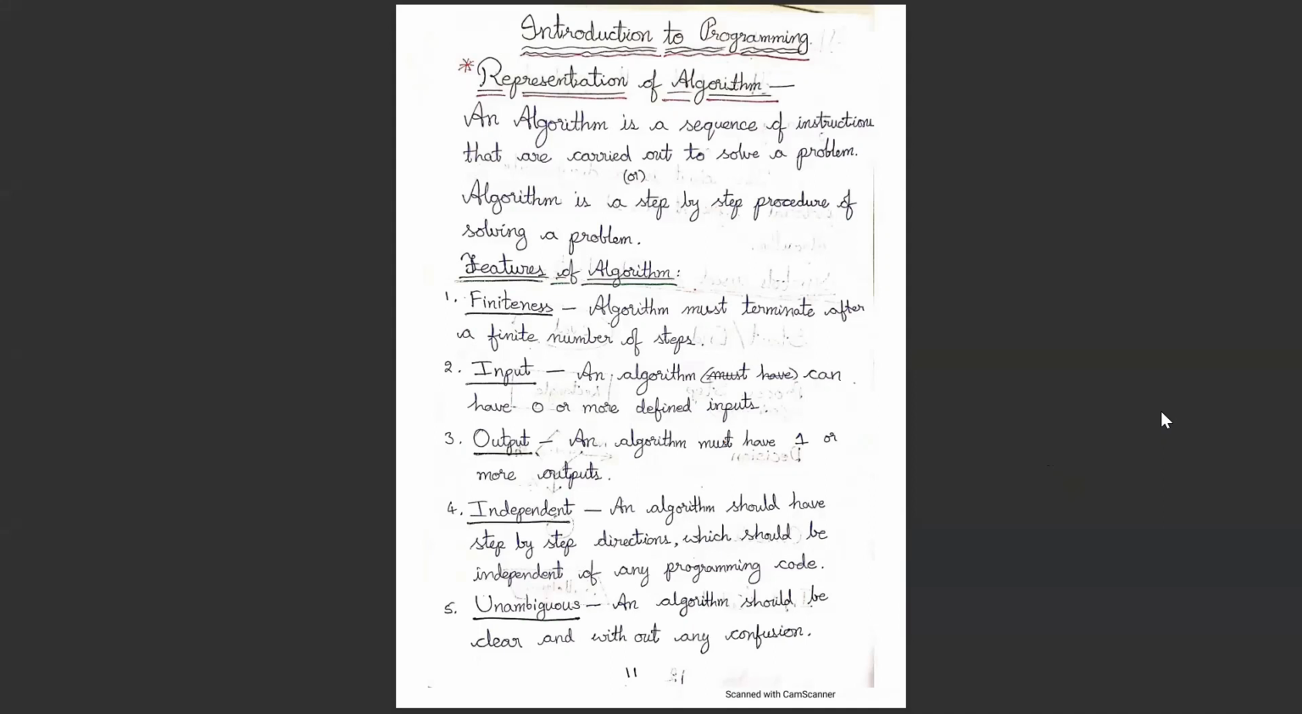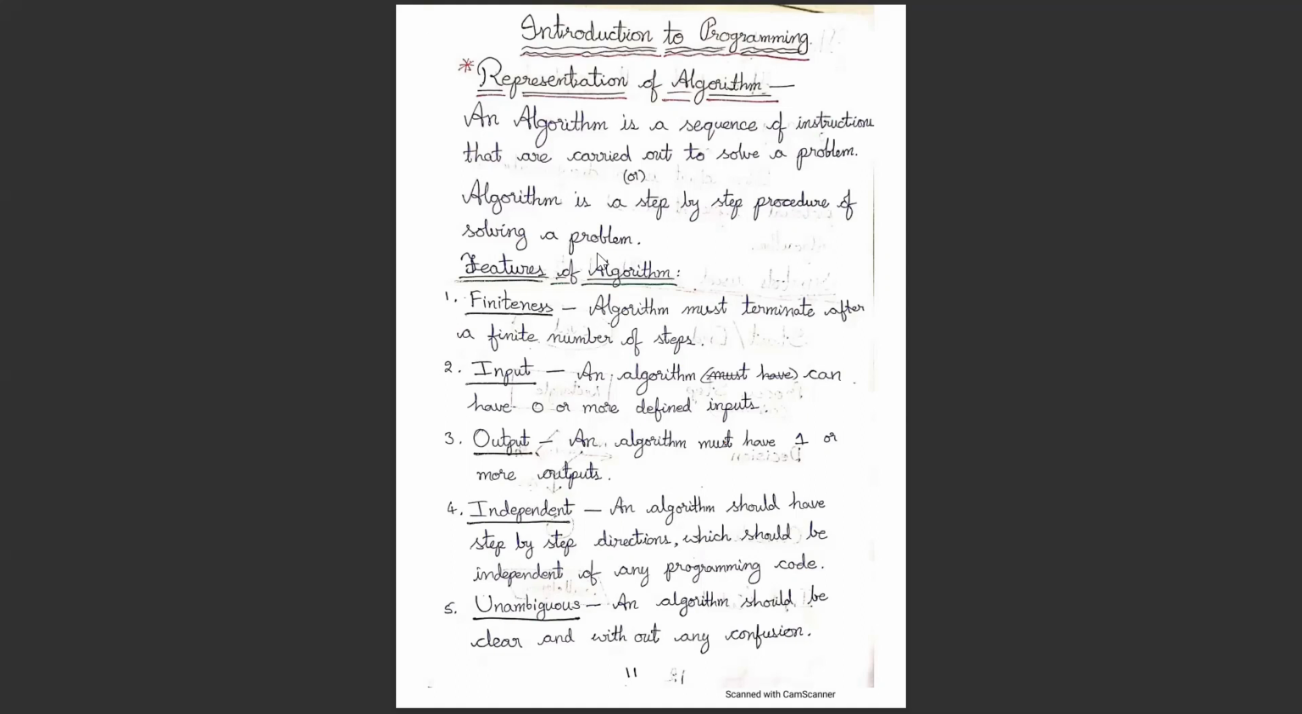So now let us start with the introduction to programming. In that, the first thing we are going to learn is algorithm. Afterwards we're going to learn what is a flowchart. These two are very important concepts to start with. First, what is the representation of an algorithm? What is an algorithm? It's nothing but a step-by-step procedure of solving a problem. An algorithm is a sequence of instructions that are carried out to solve a problem or program, whatever it is.